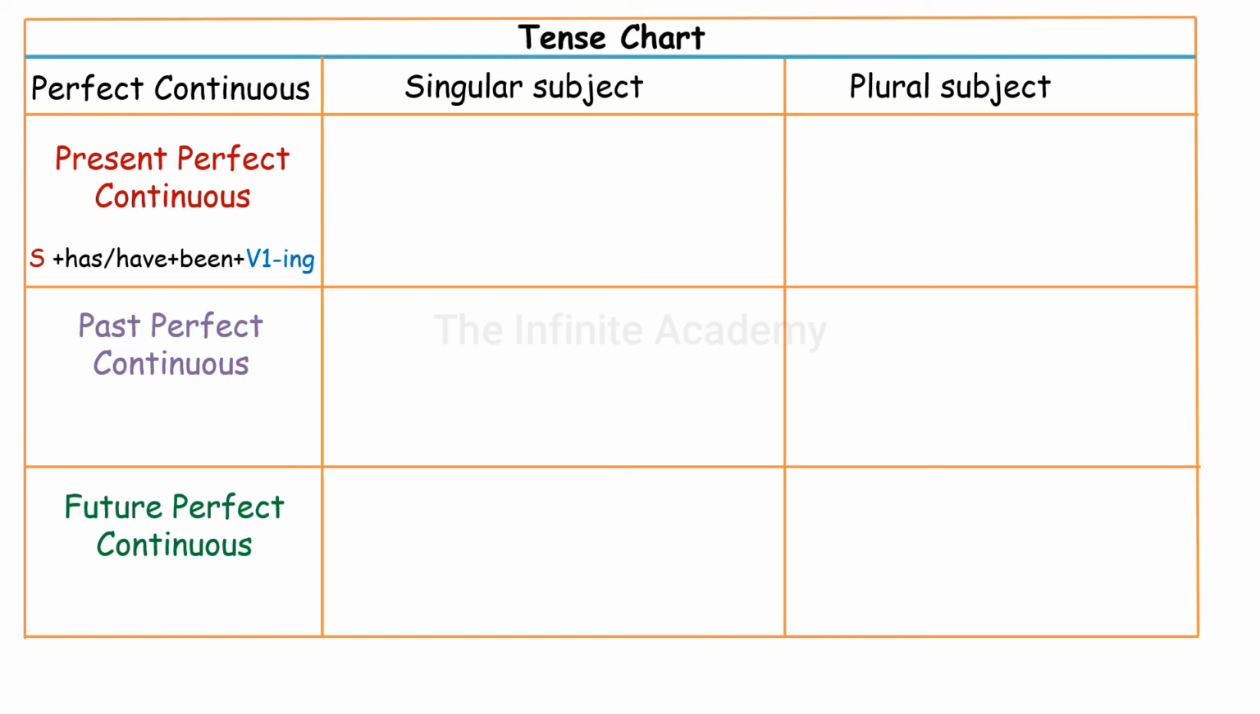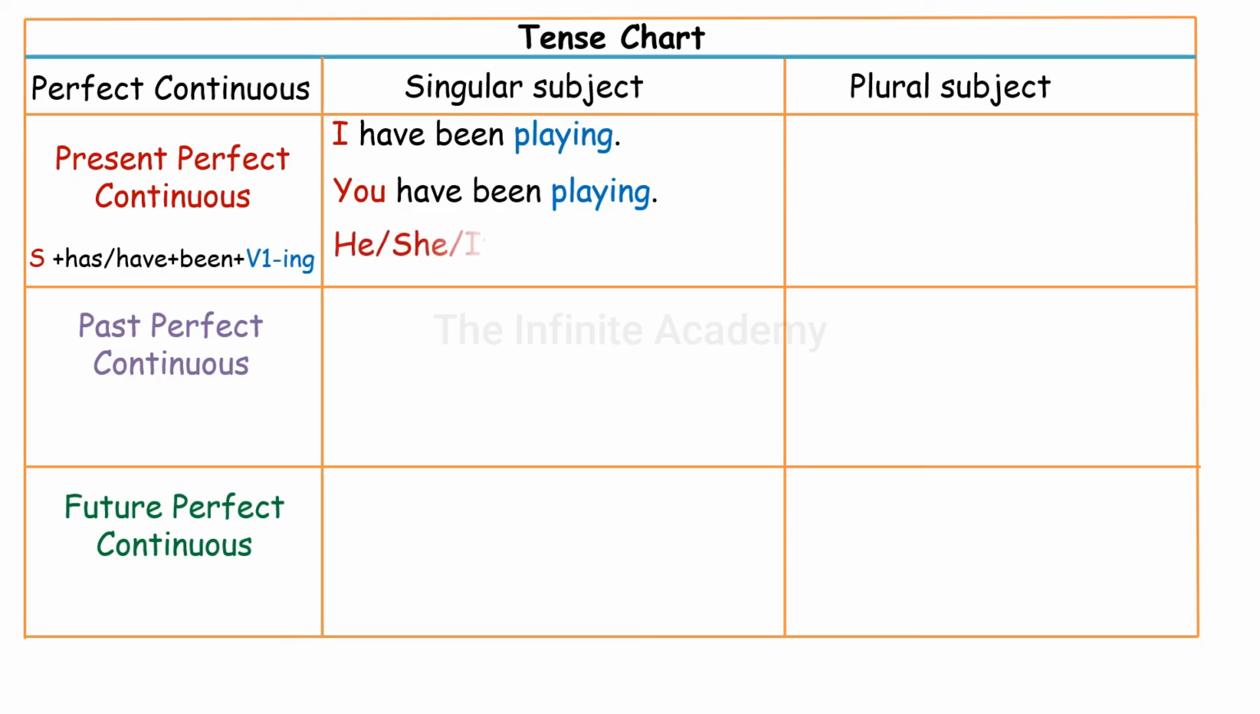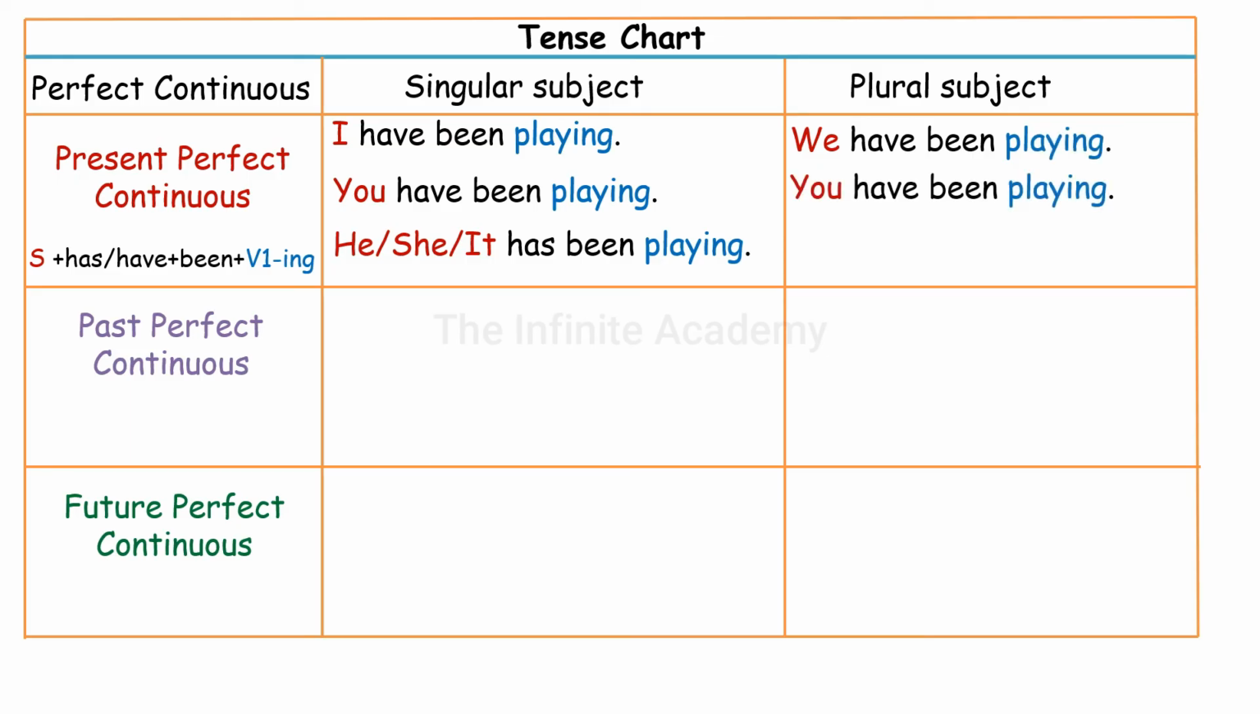Look at the rule. The sentence begins with a subject plus has or have plus been plus verb in its ing form. I have been playing. You have been playing. He, she or it has been playing. We have been playing. You have been playing. They have been playing.